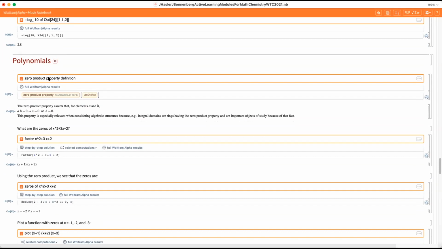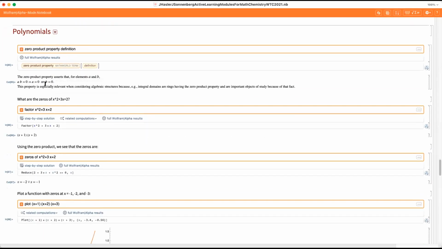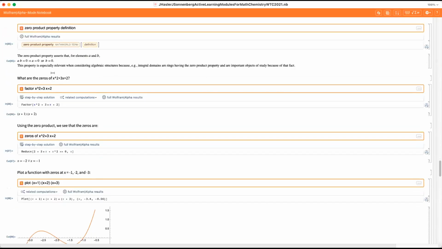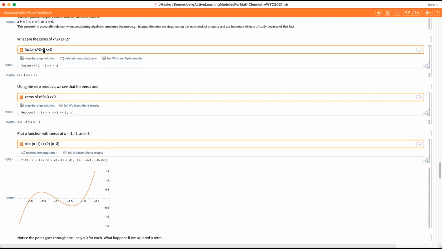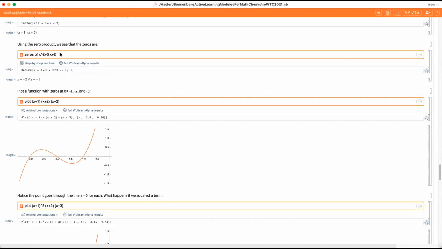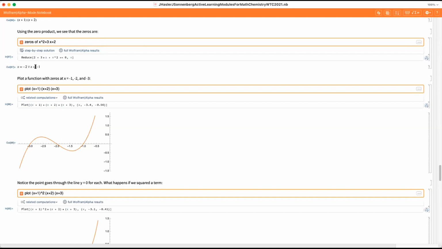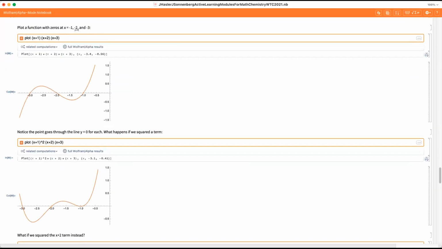So as we talked about before, we have our identities, we have our zero product properties. So you get our definition here, and then you also get some advanced information if you're in a college advanced algebra class. Again, you can find zeros. You can solve by factoring. You can use the zero product property to get the solutions. You can plot a function with specified zeros. So if you have factored form, you can quickly read off where those zeros are going to appear. So -1, -2, -3. What's nice about this is that you can plot an equation in this form, and then for this visualization, you can see where those zeros are at.